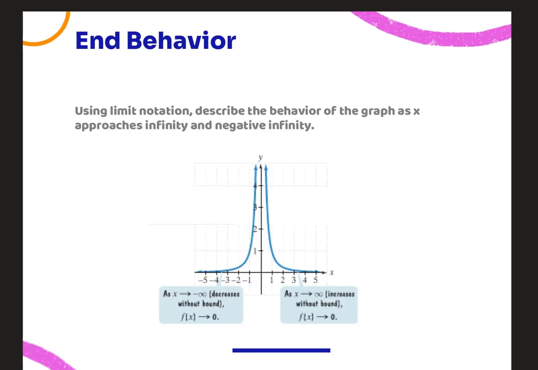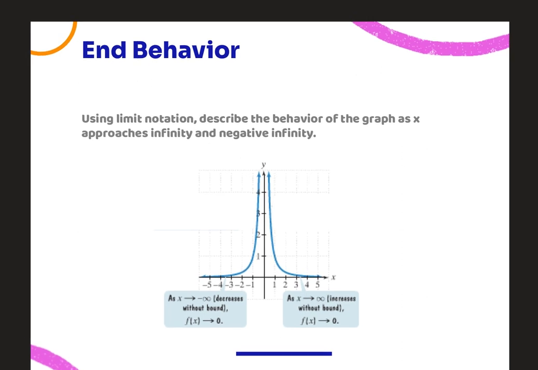In these situations, you're going to use the limit notation to describe the behavior of the graph as x approaches infinity and negative infinity. In other words, all the way left and all the way right, which is the end behavior. So all the rules that applied to end behavior apply today, okay, with one exception.